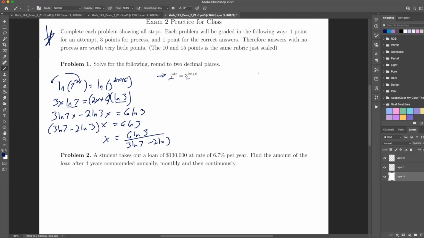The reason I chose natural log, you can use any log, is just the least amount of characters I have to write when I work through this. And then what do I do here? So I want it rounded to 2 decimal places. So go ahead and just put this through a calculator, and I'll do that with you.